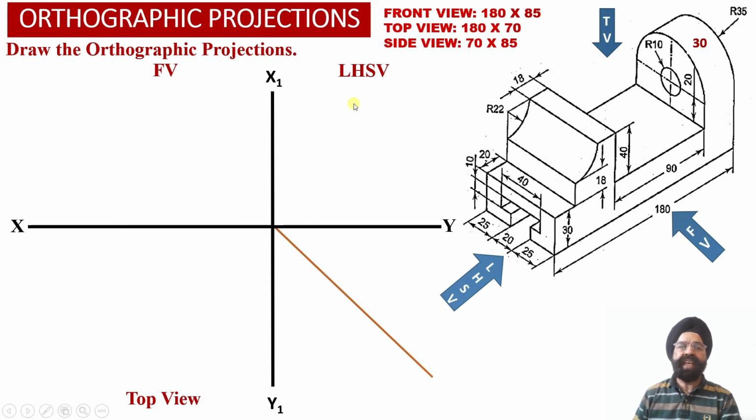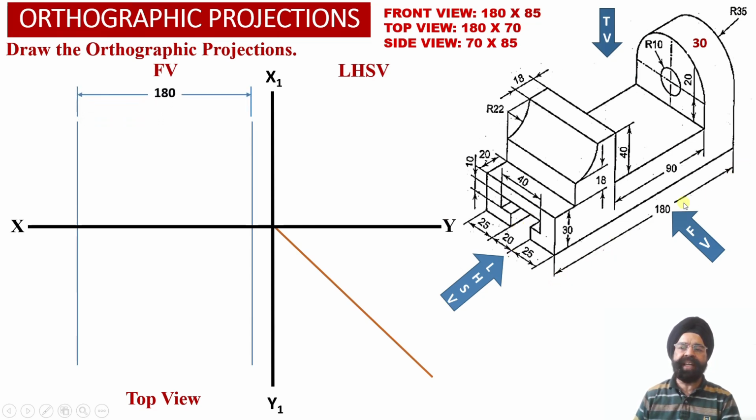Now since we are going to obtain the orthographic projections of the solid in the first angle projection method, the front view projections of the solid will be obtained above the XY reference line. Similarly, the top view projections of the solid will be obtained below the XY reference line, while the left hand side view projections of the solid will be obtained on the right hand side of the front view projections above the XY reference line. So now we know that the width of the solid is 180 millimeter.